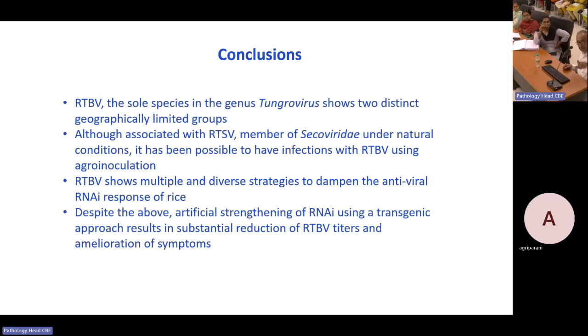But although it's the same species, it shows two distinct geographically limited groups. The RTBV present in Philippines and Malaysia is very different at the molecular level from the RTBV present in our country or in Bangladesh or in Sri Lanka. Although associated with RTSV, a member of Secoviridae, under natural conditions, it has been possible to have infection with RTBV using agroinoculation. So using agroinoculation, you can perform inoculations in the absence of the leafhopper.